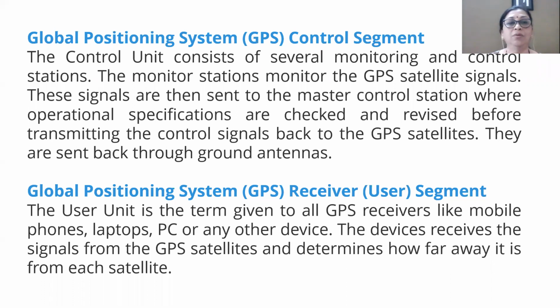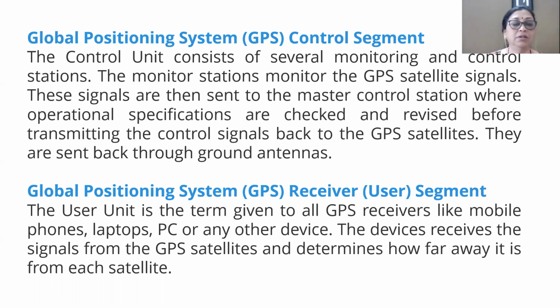So the global positioning system control segment generally consists of control units and control stations. There is one master control, and the function of this particular segment is to receive the signal from satellites, take that information, process that information, and after processing, the signal is sent back with the help of ground antennas to the satellite.